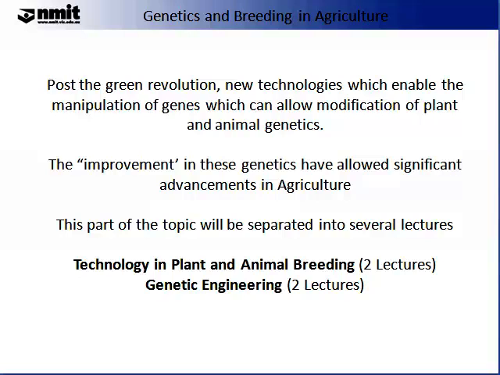Taking this one step further, new technologies were developed which enable the manipulation of genes, which allow for the modification of animal and plant genetics. The improvement of these genetics have allowed significant advances in agriculture. As part of this topic, we will separate the subject matter into several lectures. We will talk about the technology in plant and animal breeding, both modern and historical, and then we will go on to talk about genetic engineering.